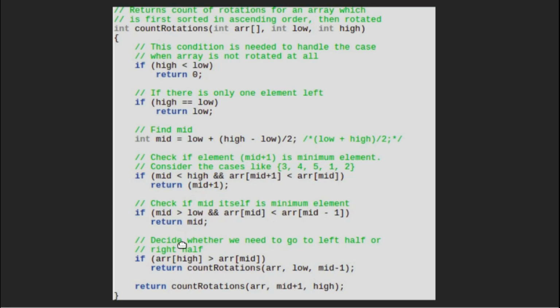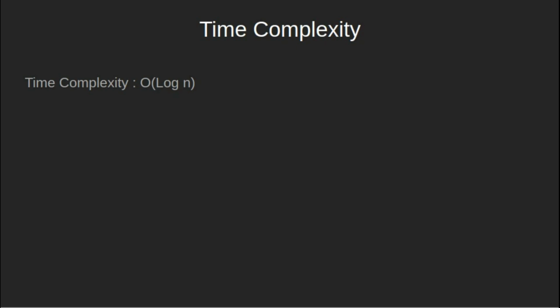If both are not the minimum elements, then we have to decide whether we need to go to the left half or the right half. If the element stored at high is greater than the element stored at mid, then we will go to the left half, else we will go to the right half. As we are using binary search, the time complexity is O(log n).